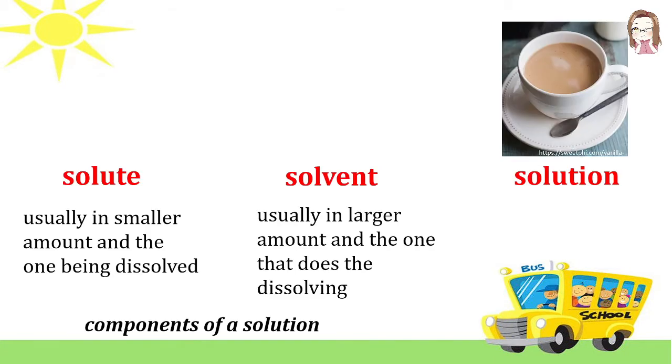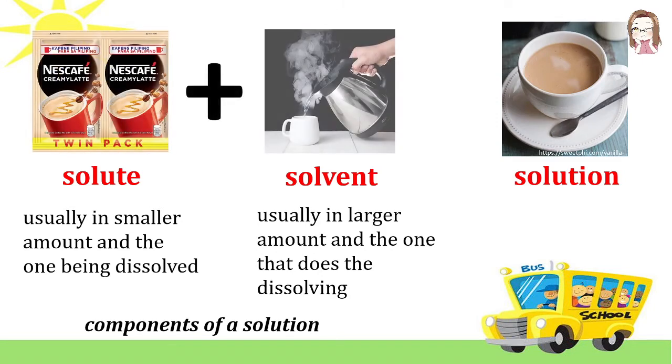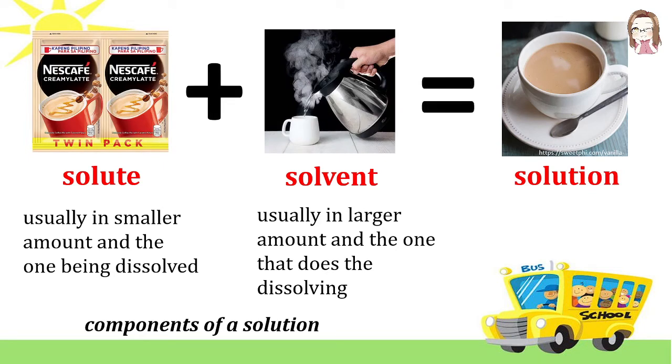So, a homogeneous mixture or a solution is made up of two components. The solute plus the solvent equals solution. So what is a solute? A solute is the component of a solution that is usually in smaller amount. Mas kaunti siya. And the one being dissolved.